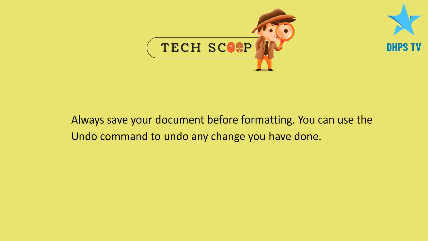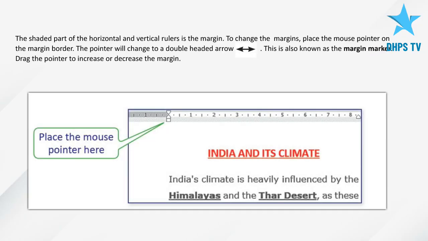Tech scoop. Always save your document before formatting. You can use the undo command to undo any change you have done. The shaded part of the horizontal and vertical rulers is the margin. To change the margins, place the mouse pointer on the margin border. The pointer will change to a double-headed arrow. This is also known as the margin marker. Drag the pointer to increase or decrease the margin.